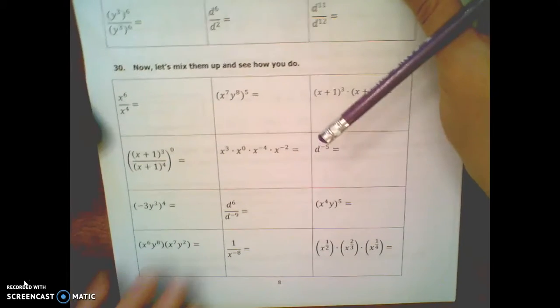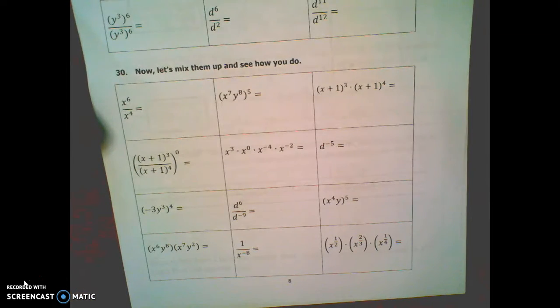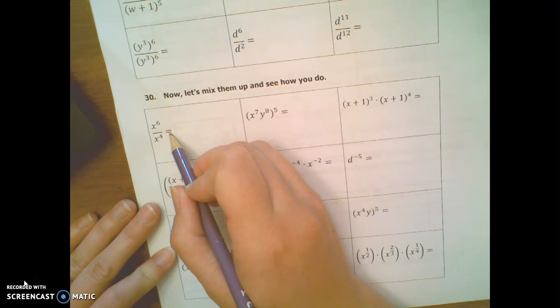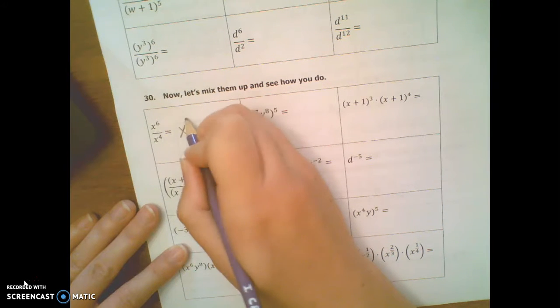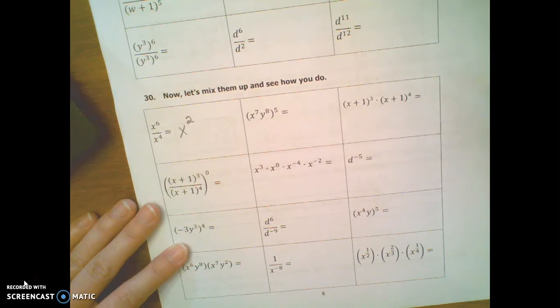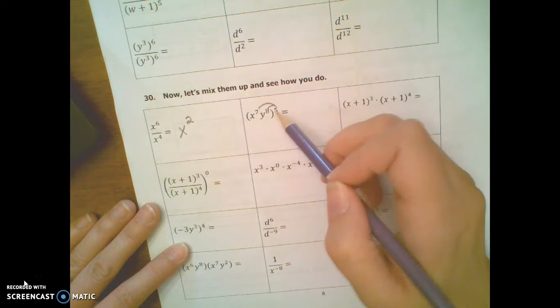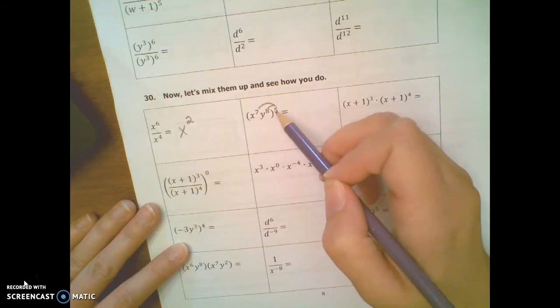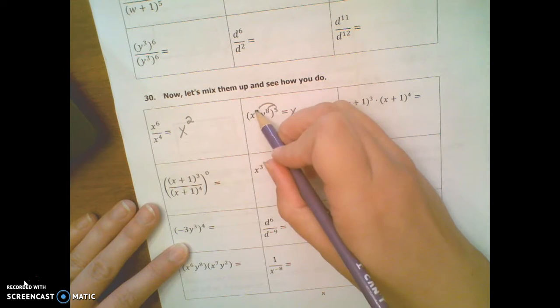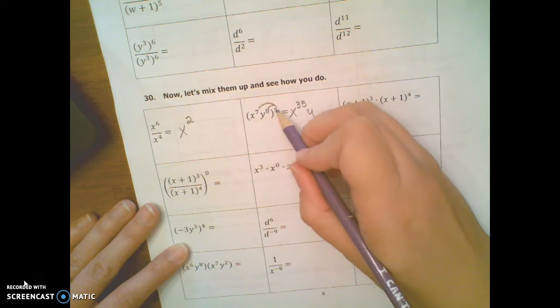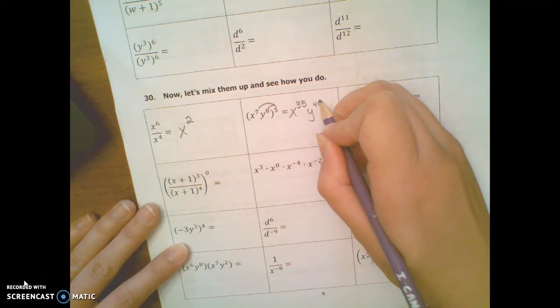And let's go ahead and try some of the things on the bottom. So these are mixing things up. We've got a bunch of our rules put together. Like this one, for instance, is just the quotient rule, so it's going to be x to the 2nd. This one is our power rule. Our power rule says that if we have a power, we multiply them. So x to the 7th to the 5th is x to the 35th. y to the 8th to the 5th is going to be y to the 40th.